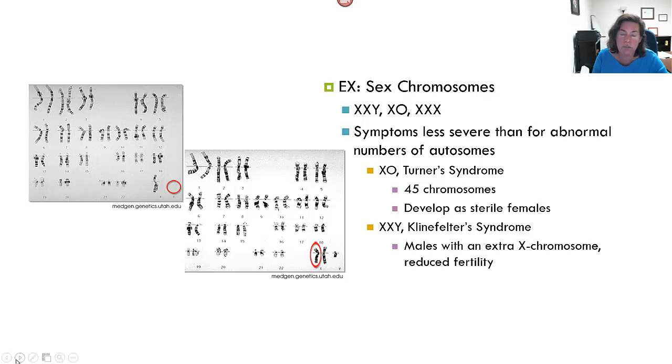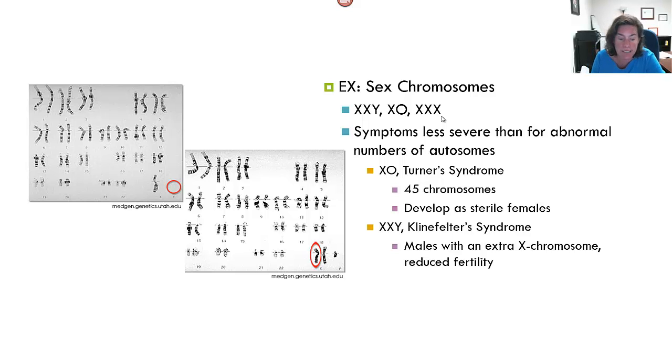There are also non-disjunction problems that affect the sex chromosomes. These are extra or missing sex chromosomes. These syndromes generally produce individuals that are XXY, XO, so they only have 1 X chromosome, or they have 3 sex chromosomes, XXX. In all of these cases, the symptoms are less severe than those for abnormal numbers of autosomes.